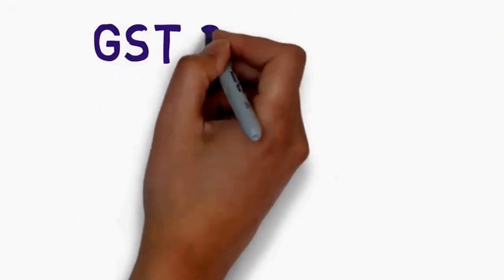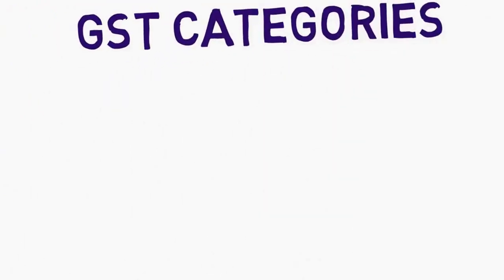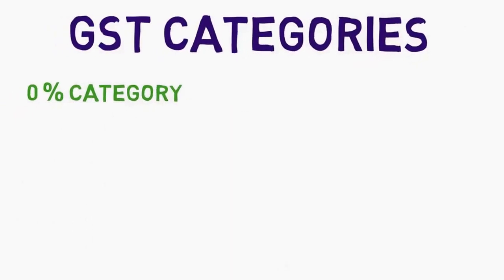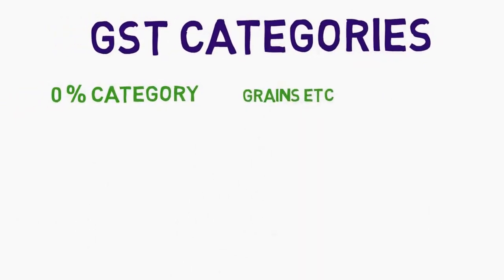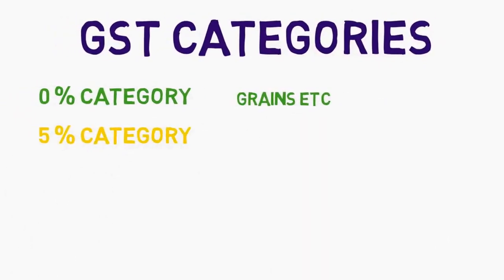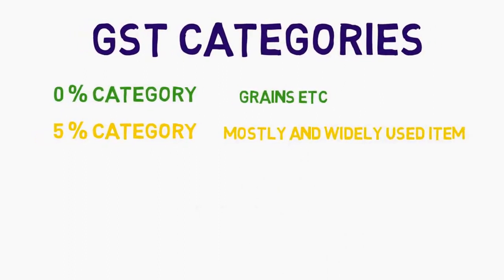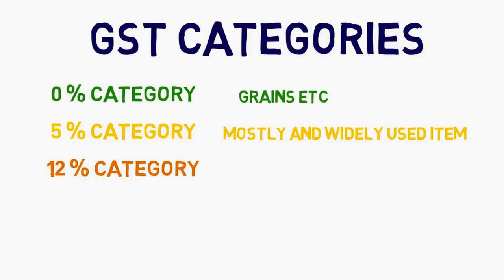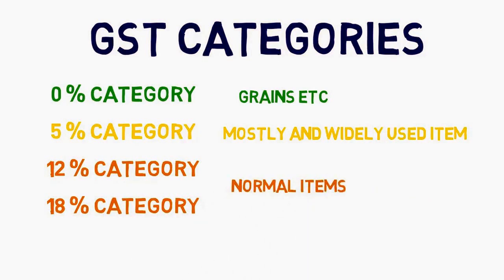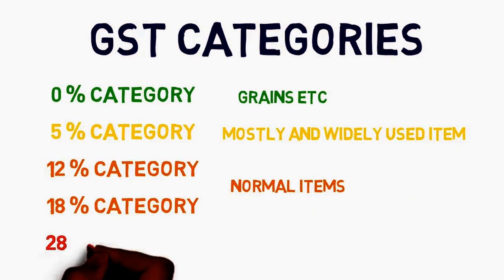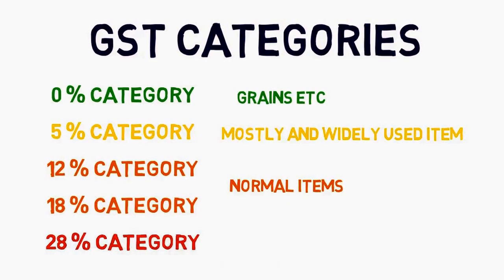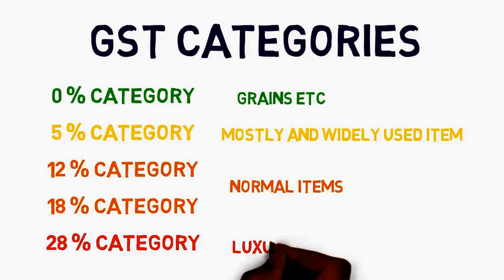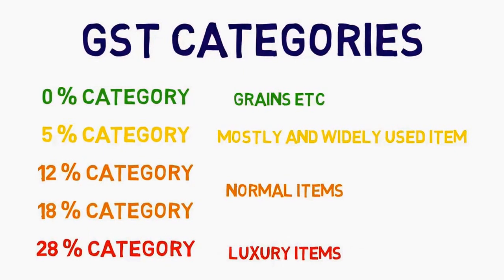We will also have 5 categories in GST in India. 0% category, which will apply on food grains etc. 5% category, which will apply on mostly and widely used items. 12 and 18% category, which will apply on the items which are normally used. 28% category, which will apply on luxurious items.